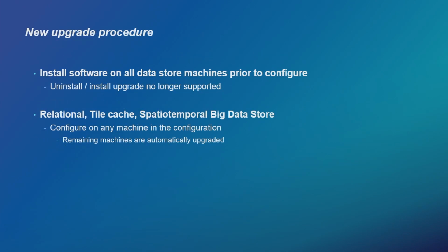And on the new upgrade procedure, things are a bit simpler. You just install the new software on all the different machines, and then choose a machine, open up the ArcGIS data store wizard, and then the rest of the machines will automatically be upgraded for you. So you don't have to upgrade one then the other, but rather it figures it out for you. So you install the software first on all the machines, and then proceed to the upgrade portion, or the configuration portion.